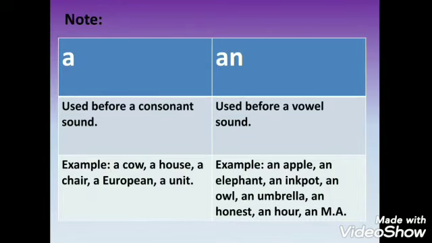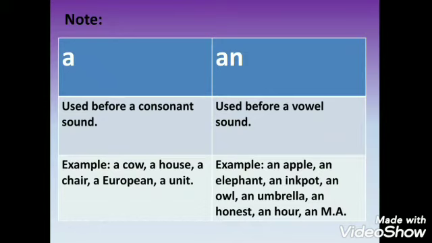Now let us go to the examples where we can apply AN. An apple, an elephant, an inkpot, an owl, an umbrella, an honest, an hour, an MA. Now see the words apple, elephant, inkpot, owl and umbrella. All these words start with vowel letters A, E, I, O, U respectively, and they produce vowel sounds. Therefore, we can use AN with all these words.